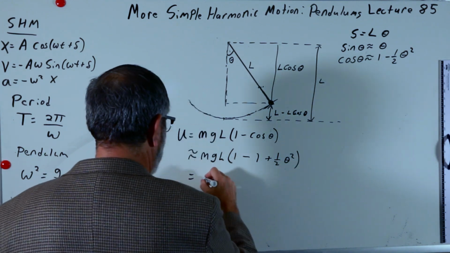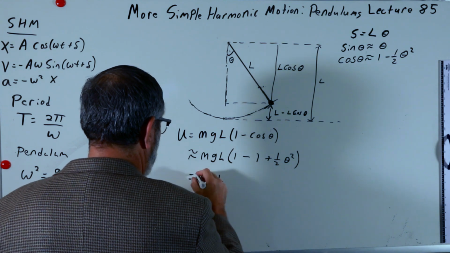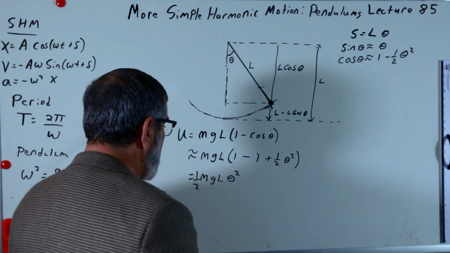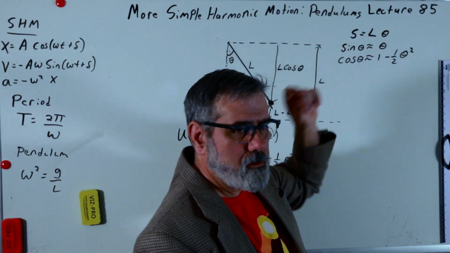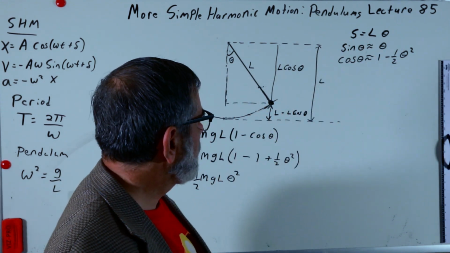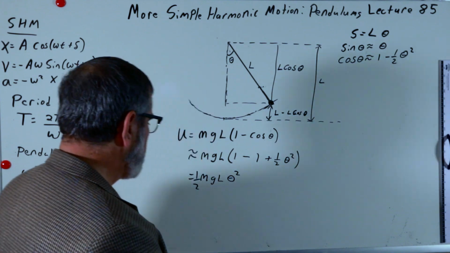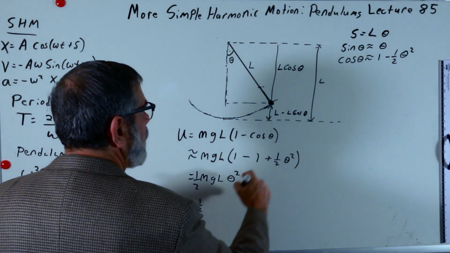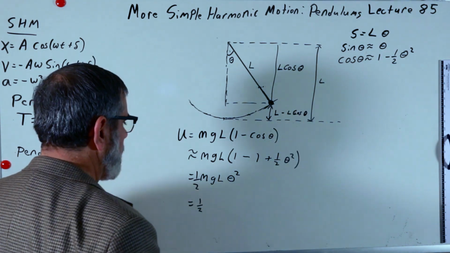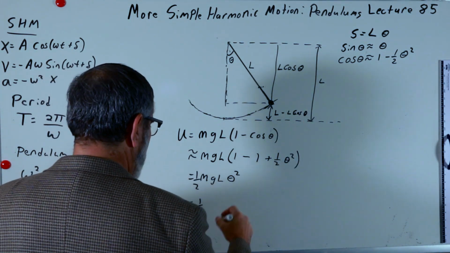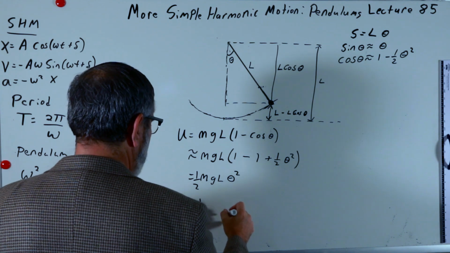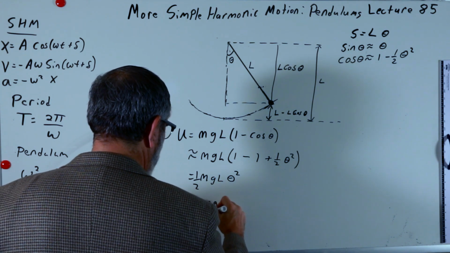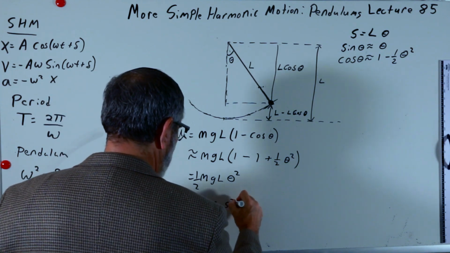That is equal to mgL. We've got a 1/2 in front, 1/2 mgL theta squared. We could substitute in the theta using the arc length formula, I think it's called, which gives us theta is going to be s over L, so we'll have an s squared over L squared. They'll cancel with this L, so we'll get mg over L s squared.